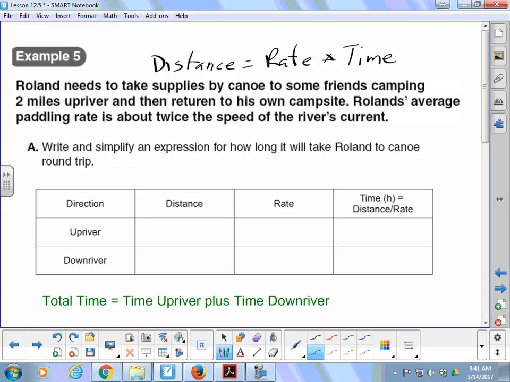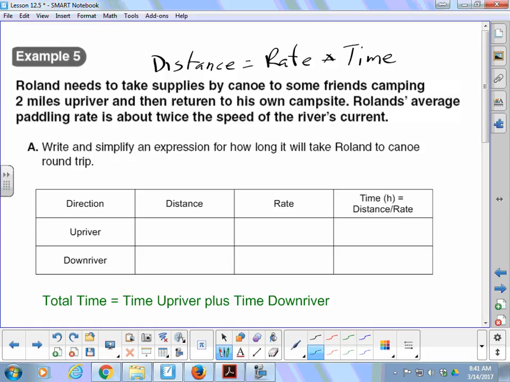So it says, write and simplify an expression for how long it will take Roland to canoe round trip. Okay. So first of all, I've made a table here, and maybe this table will help you. We've got the direction he's going, upriver and downriver. We need to know his distance, how far he's going up and downriver, how fast he's moving, and we need to know his time.